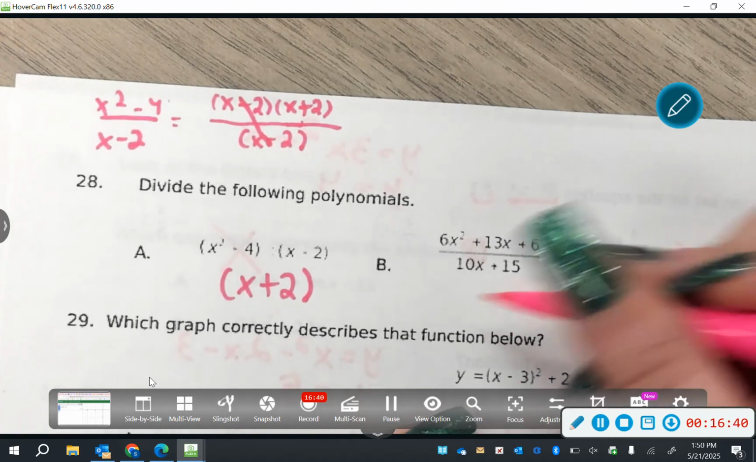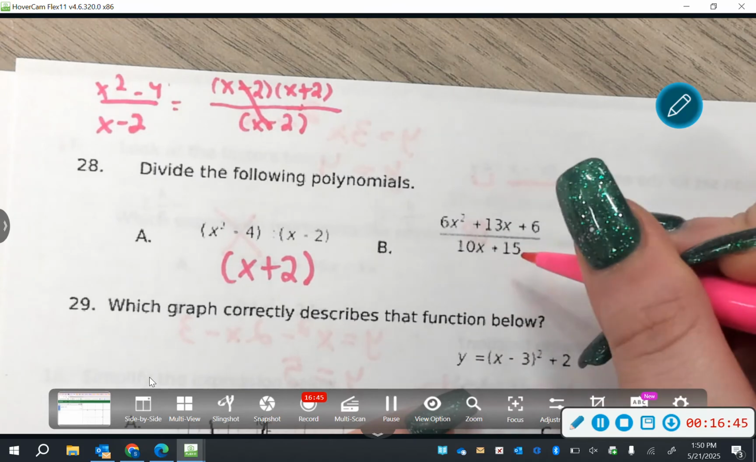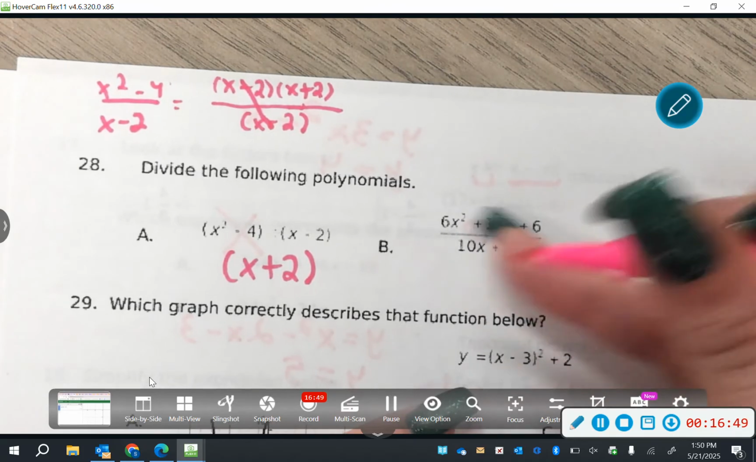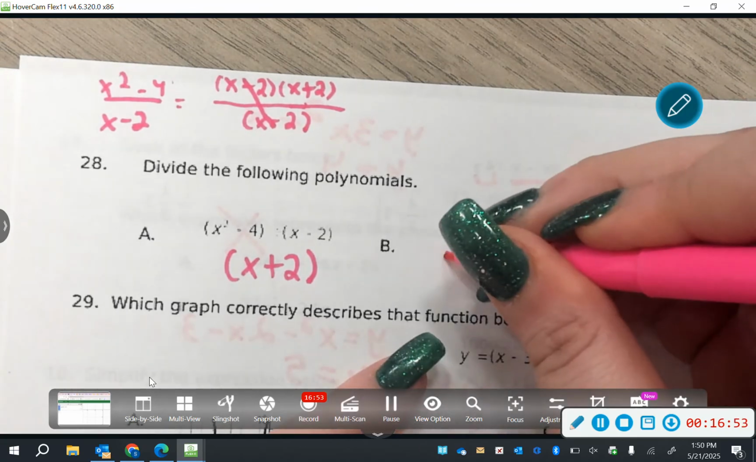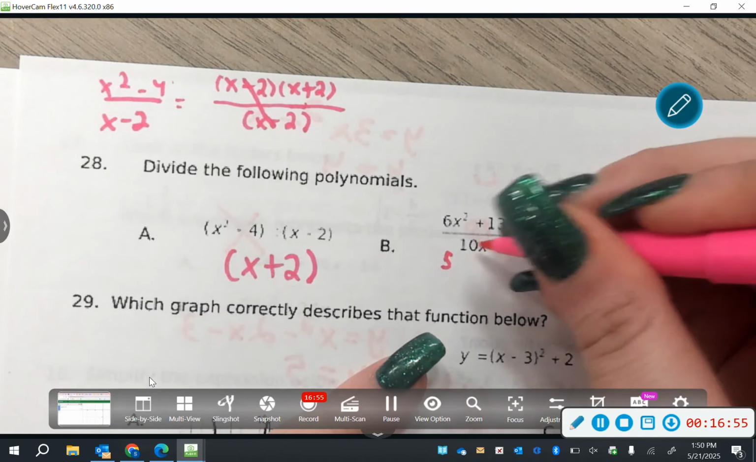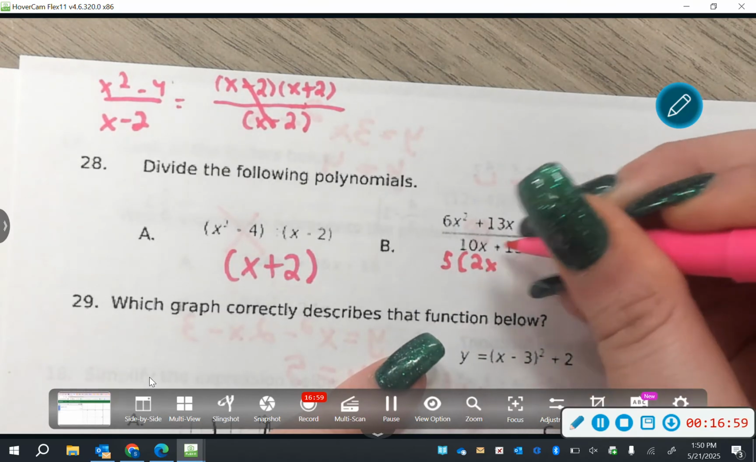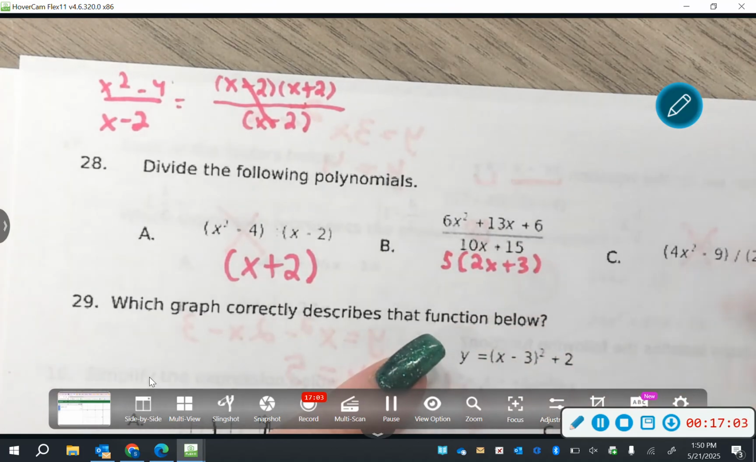On this one, same thing. If I'm looking here, the top does not have a GCF, but the bottom does. 10x and 15, if I'm not sure, you can always use your calculator on the top and bottom row with just the numbers, have a GCF of 5. So if I divide those two by 5, 10 divided by 5 is 2x. 15 divided by 5 is plus 3. So this is what we actually have on the bottom.